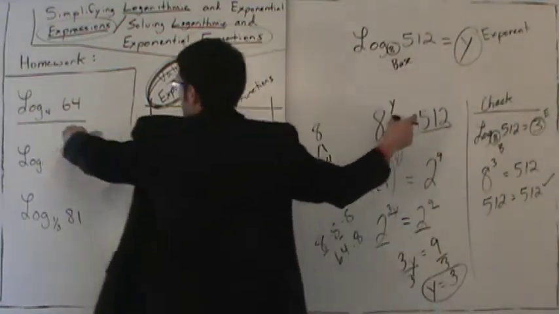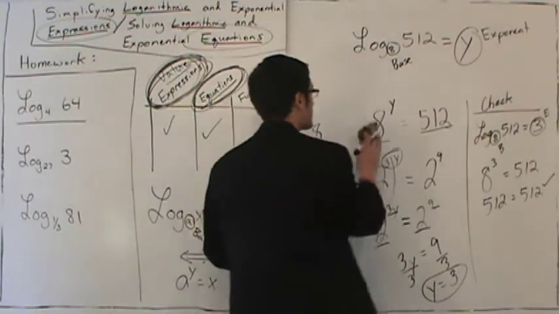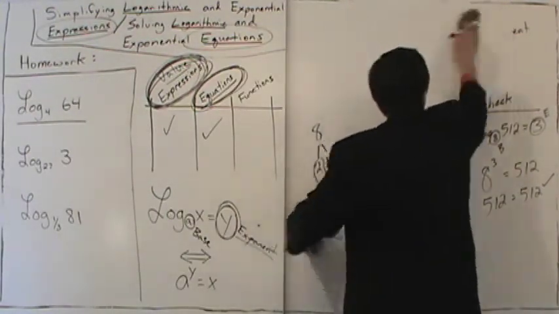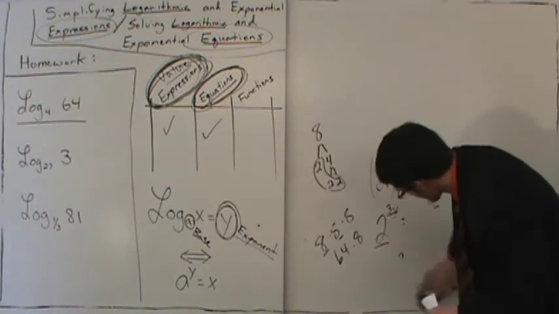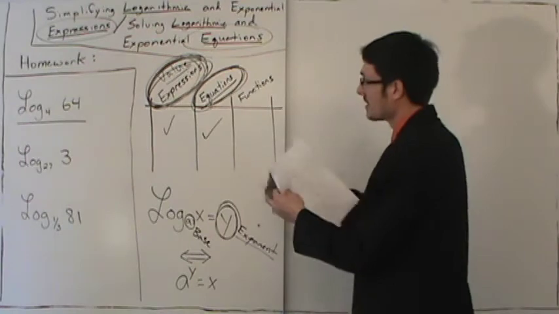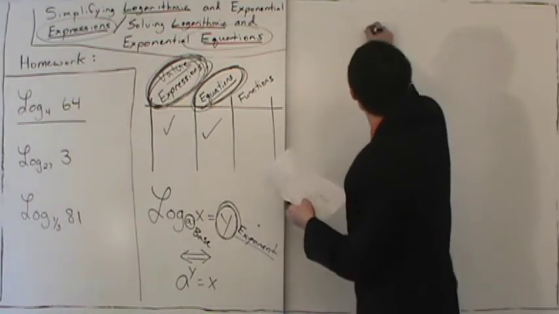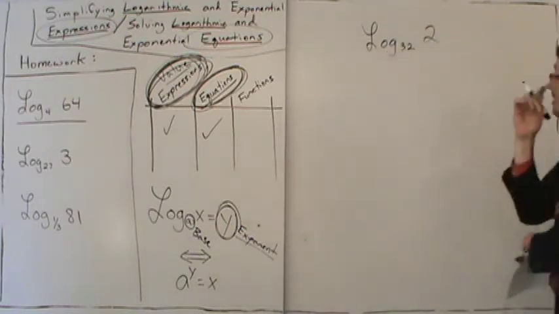So this is just like problem number 1 on your homework. Now let's go to problem 2. Something very similar to problem 2. Okay, problem 2 is just like this example. Log base 32 of 2.